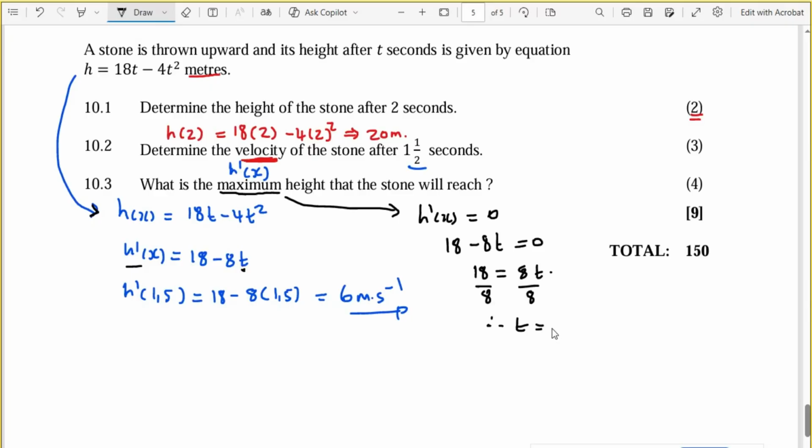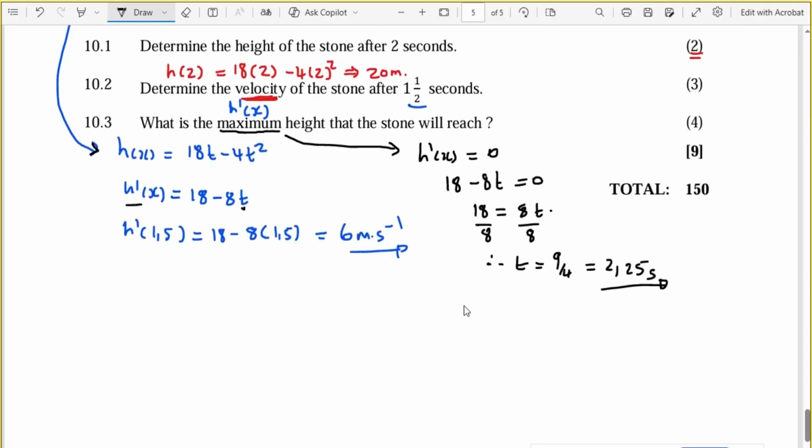Therefore, what is t equal to? t is equal to 9 over 4. 9 over 4 in decimal form is 2.25. 2.25 seconds. Then you take this time and substitute it in the original equation to find the height. So we have to find h at 2.25. These are easy questions. I'll explain when they are easy and when they are hard. Okay, so we're going to substitute this 9 over 4.